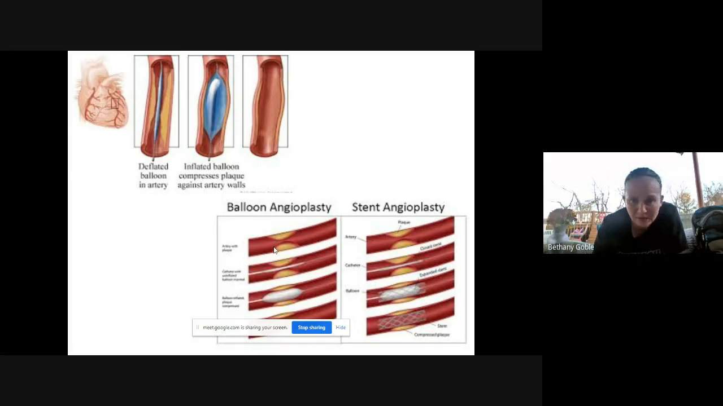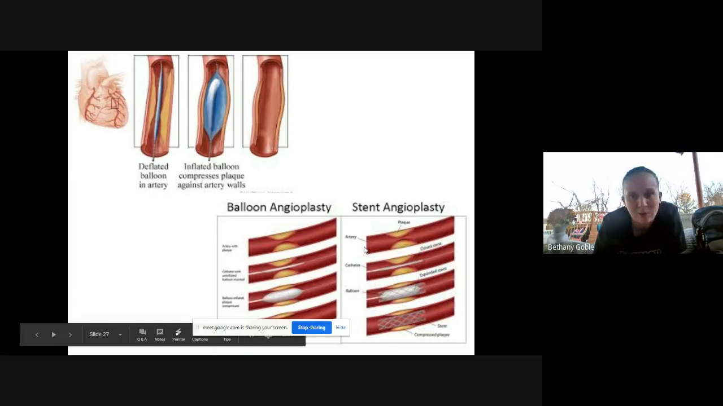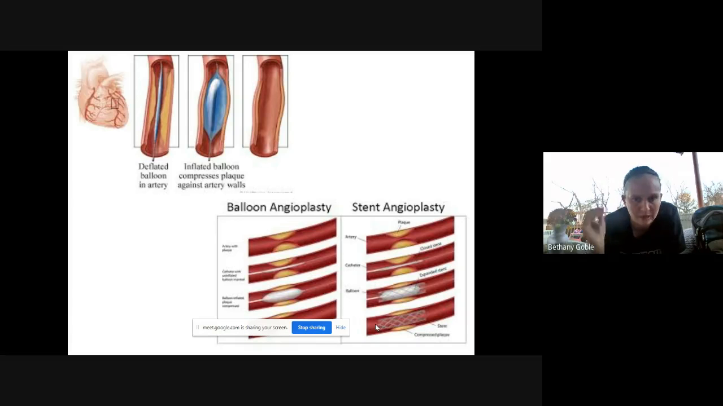Down here, same thing. The balloon angioplasty, they'll go in, okay, through a needle. They'll pump up that balloon and they'll make those walls nice and big. A stent angioplasty, same type of concept. However, they leave the stent in. It's not like they pop up the balloon and then pull it out.